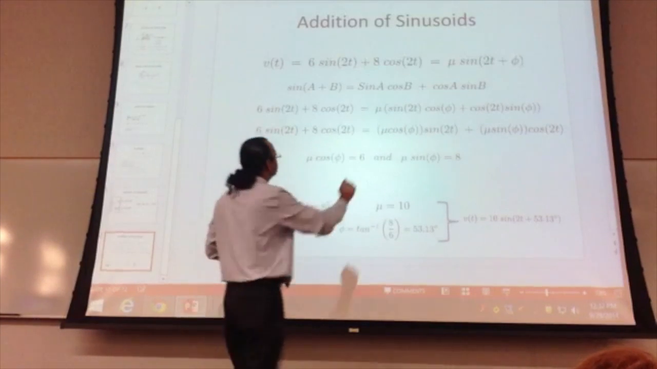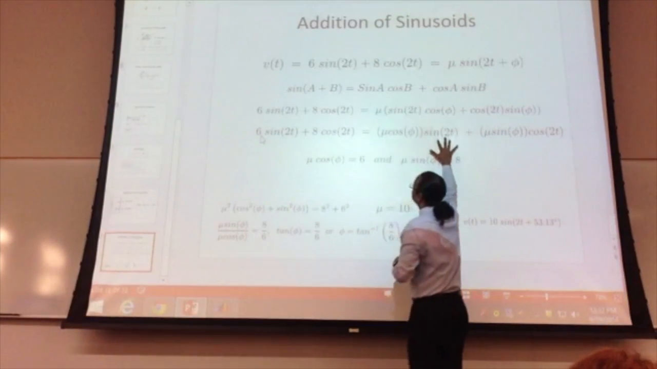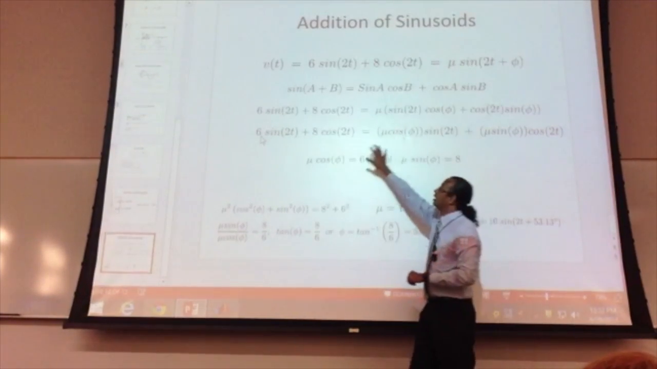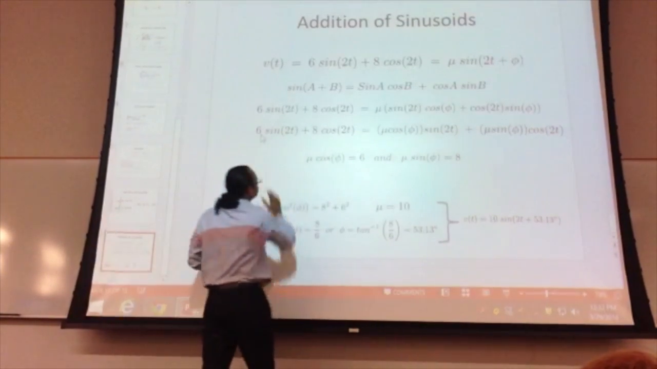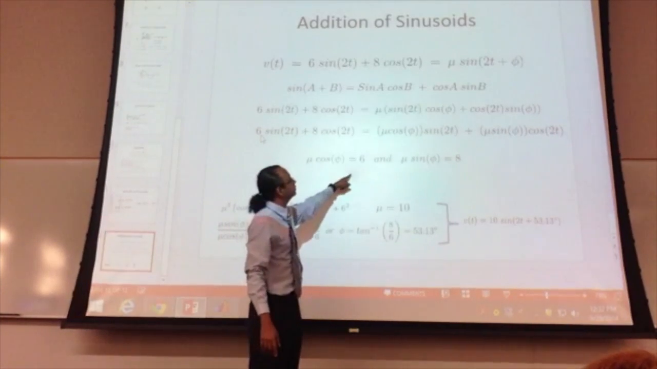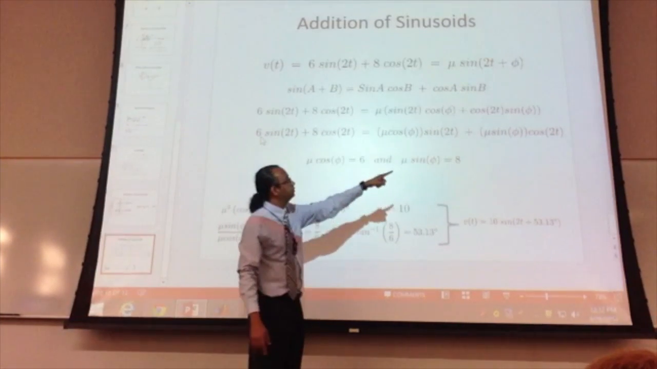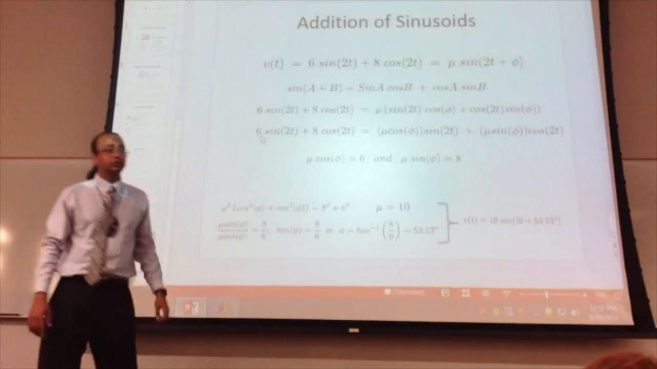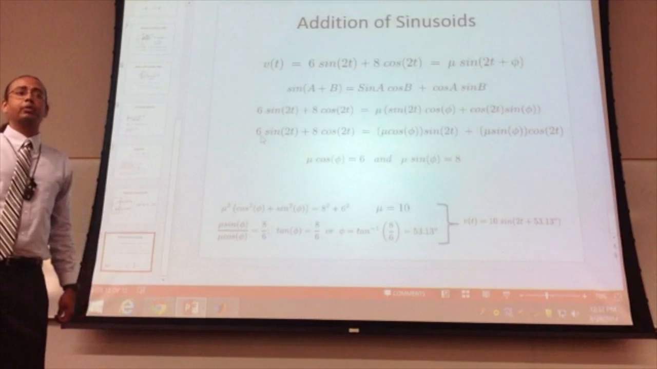See, sine 2t has a coefficient of mu cosine phi, and sine 2t is 6. So mu cosine phi is 6. Cosine 2t has a coefficient of mu sine phi. It is correct. It's on its own. Okay.